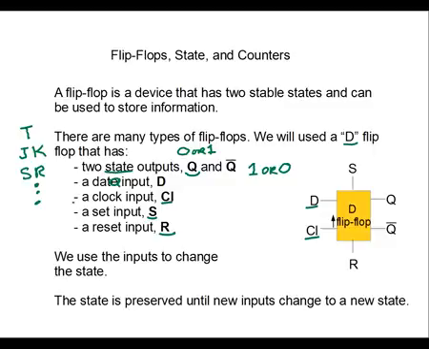So we're going to use these 4 inputs together in order to change the state. Once we change the state, the flip-flop will stay in that state until we do something to change it again. So the state is preserved until new inputs change the state of the flip-flop to a new state.